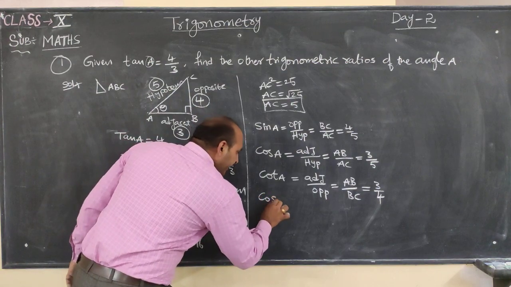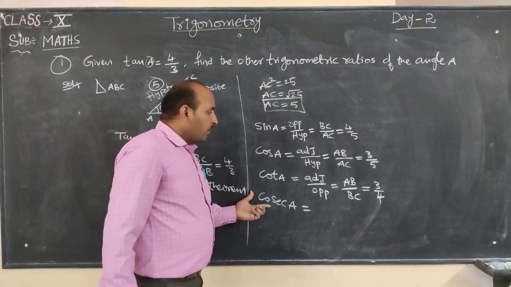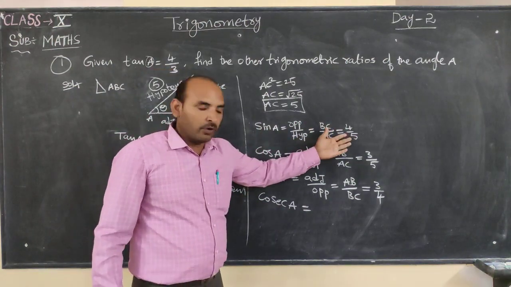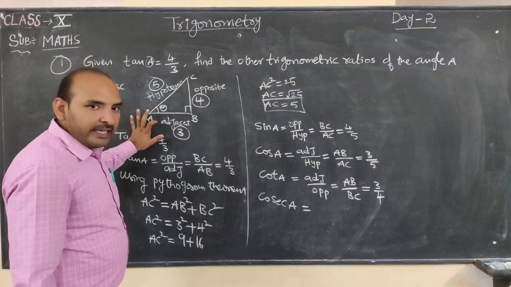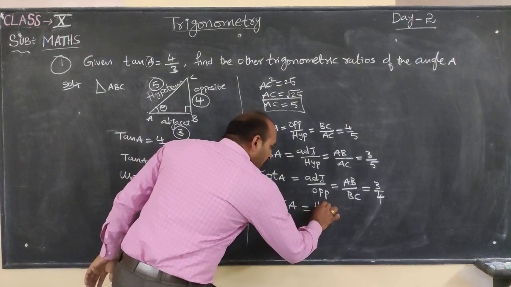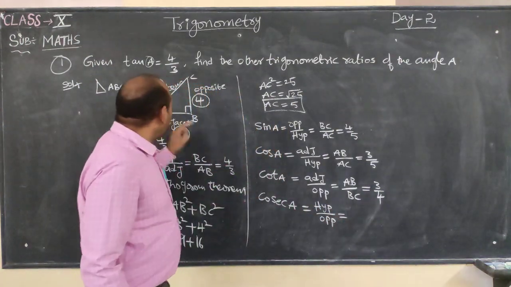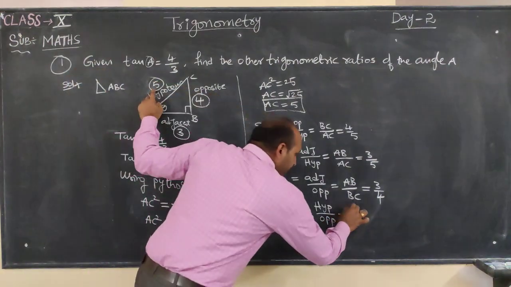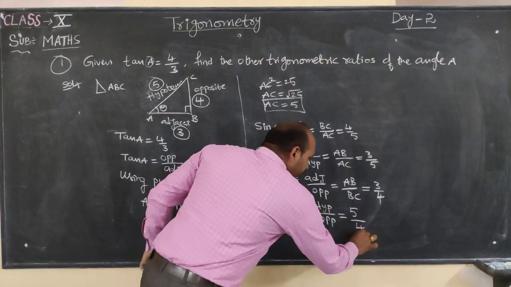Next one, cosecant A, the reciprocal of sin A. You can write 5 by 4. So what is the actual formula? Cosecant A is the hypotenuse divided by opposite side. The hypotenuse value is 5, divided by opposite side value BC, that is 5 divided by 4.